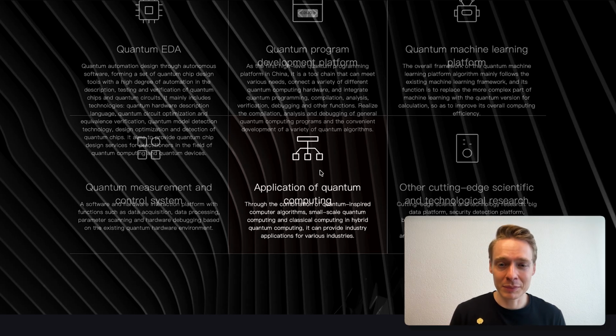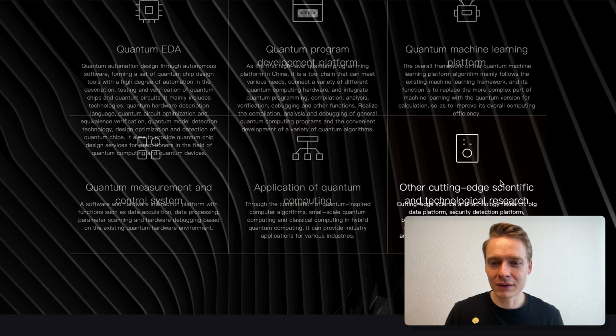Then we have the application of quantum computing, so through a combination of quantum-inspired computer algorithms, small-scale quantum computing and classical computing, and hybrid quantum computing, it can provide industry applications for various industries.